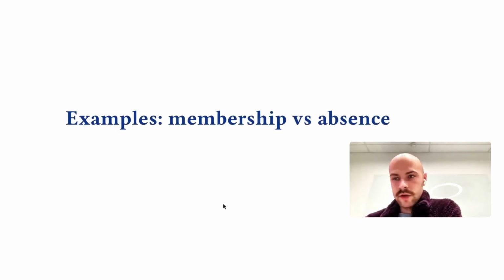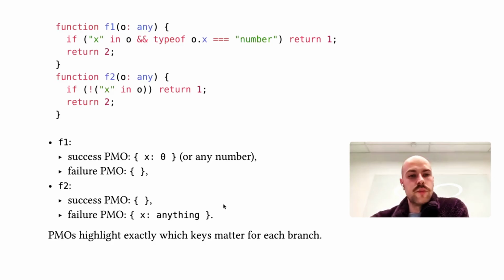And some examples about what I just said. So for example, we have two functions, f1, and we can see what the path minimal objects are for it. To satisfy the first path that returns 1, we need that object O must have property X and the type of this X must be number. And we can see that the path minimal object for it is just an object without a name that contains this X. And the second one might be everything else. So the path minimal object for it is just an empty object.